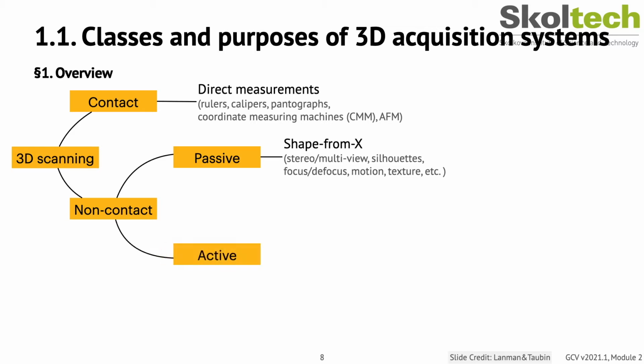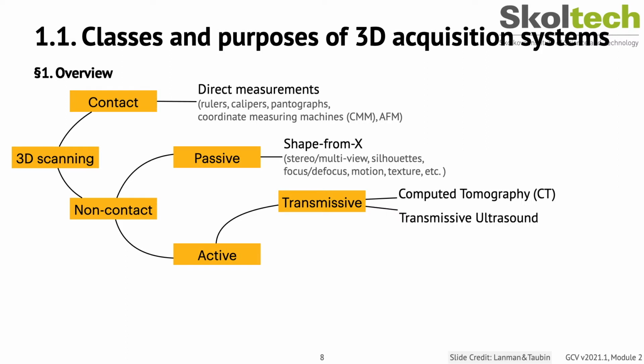Active scanners emit some kind of radiation or light and detect its reflection or the radiation passing through the object. Transmissive devices such as computed tomography or transmissive ultrasound aim to record the decrease in the intensity of the radiation passing through objects.